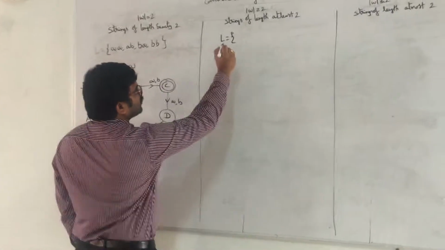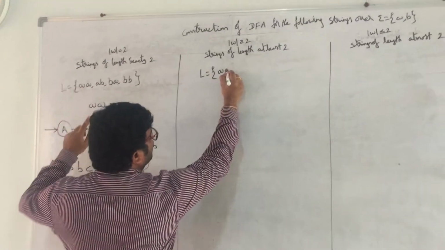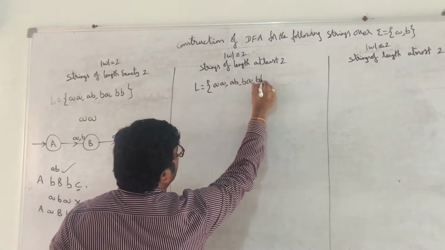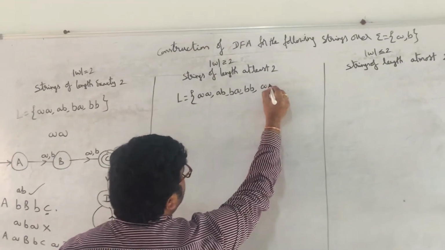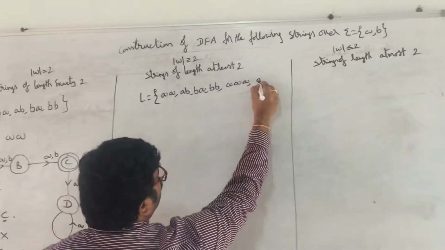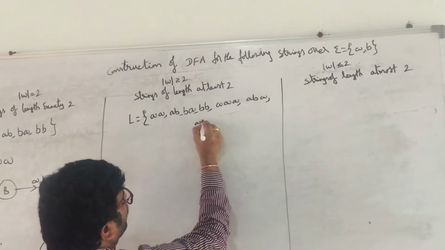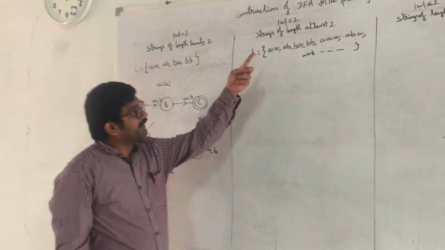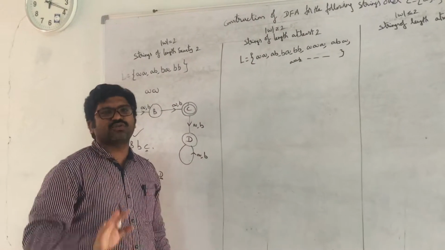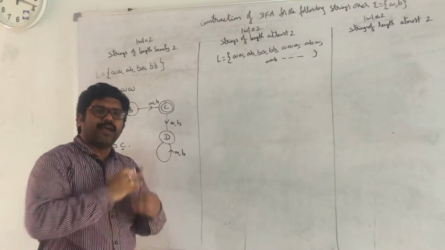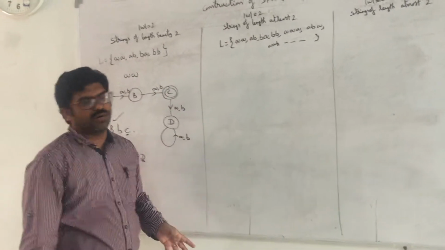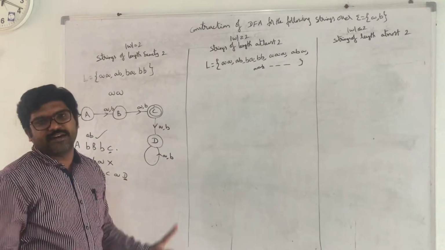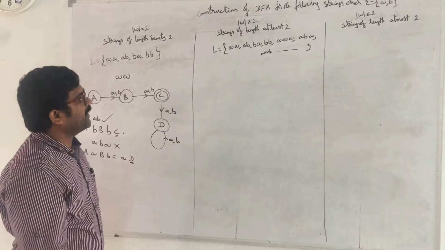So all those strings which are available in exactly 2 are available here also. In addition to that, you have strings of length more than 2, and so on. Strings of length at least 2 means strings of length 2, length 3, length 4, and so on. You will get many more. Now look at the language: is it finite or infinite? Infinite, right?